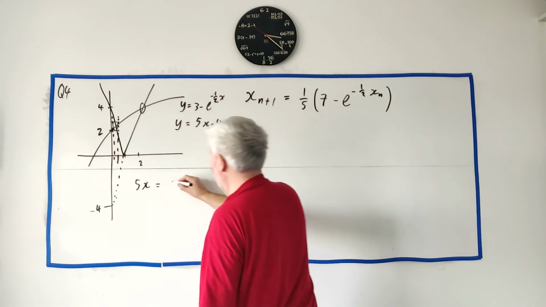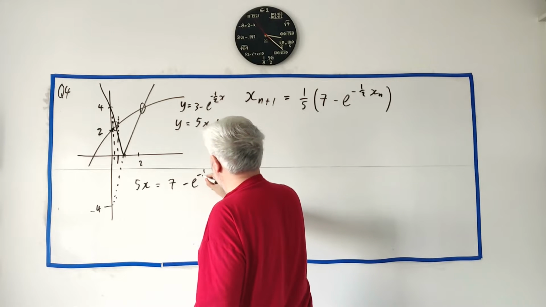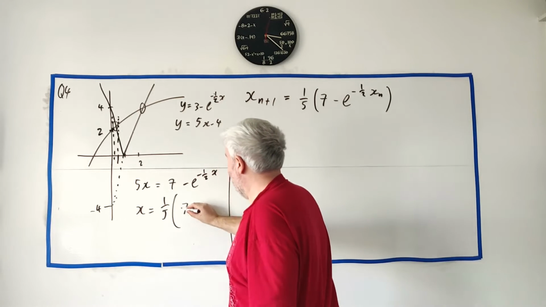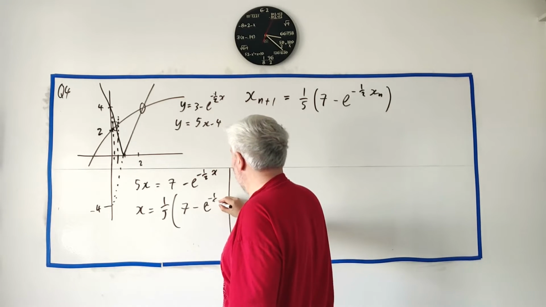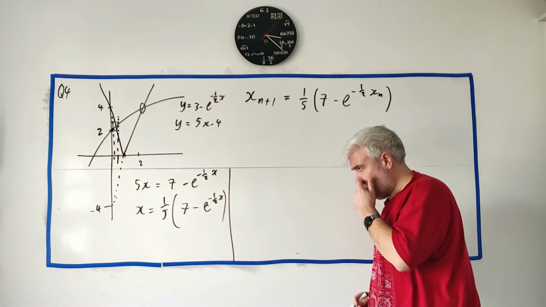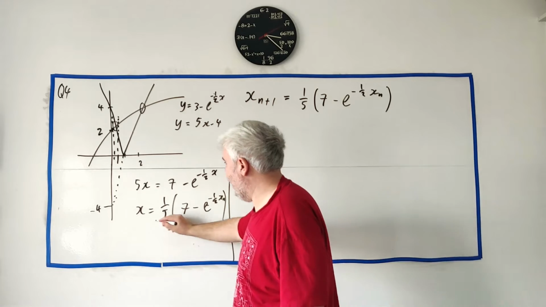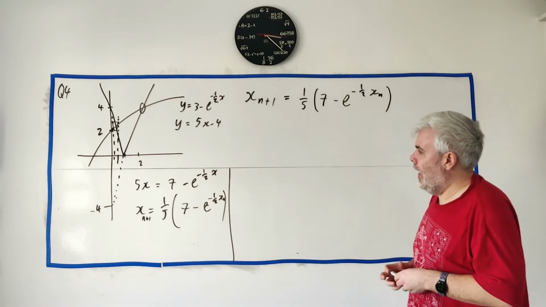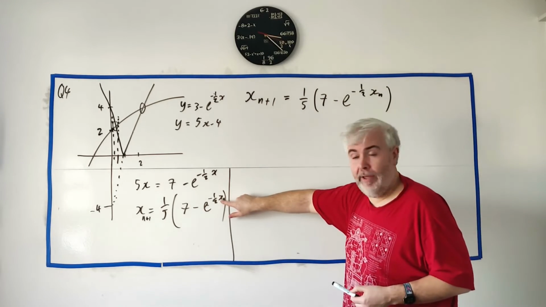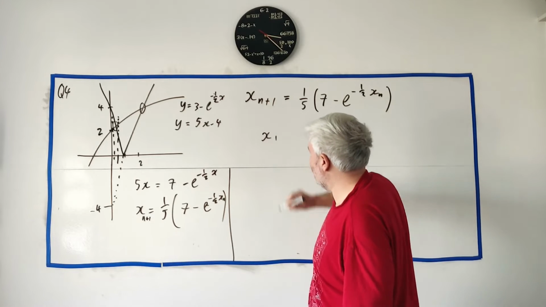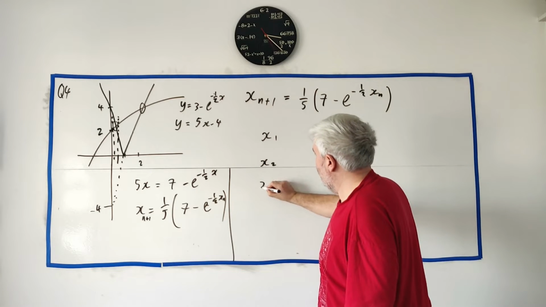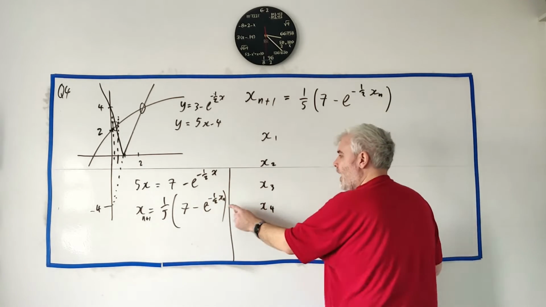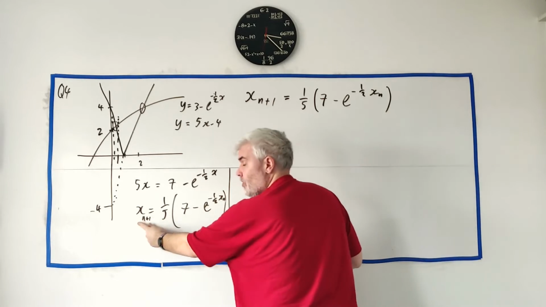Minus 4, let's throw it over, we get 7 minus e to the minus a half x. x is equal to 1 over 5, 7 minus e to the minus a half x. The same thing they have here. All that you would change is put an n in and an n plus 1. Okay, all this is saying is if you make a guess and an answer, xn, or in our case, we're going to make a guess, x1, and then we're going to get x2, x3, x4, and we're going to keep going until we're finished. They're saying if you put x1 in here, you'll get x2 out here.